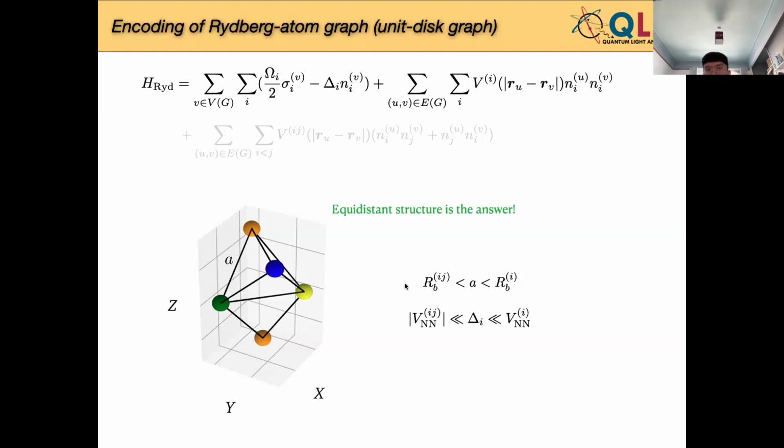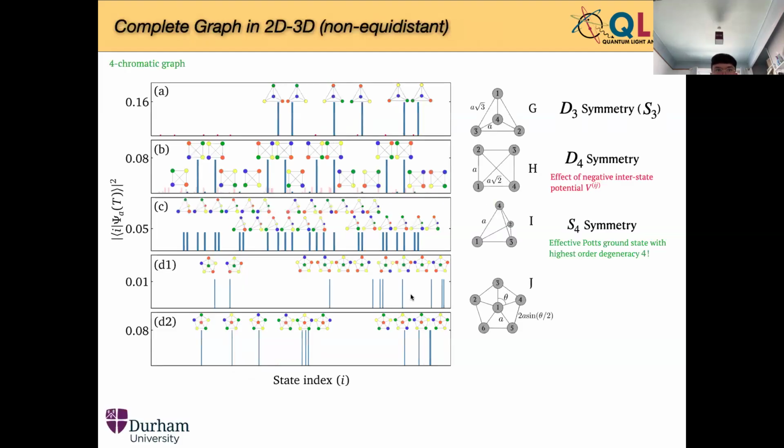So equidistant structure is the answer if you want to insist on using this Rydberg vertex-to-atom mapping here. And if you want to solve the non-equidistant graph, for example, the first three graphs here are complete graphs. You can see that, for example, you run the solution for the first triangle-shaped complete graph and square-shaped complete graph, just only considering the A and B here. You can see that they have a noisy solution.